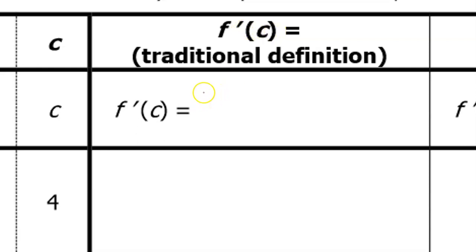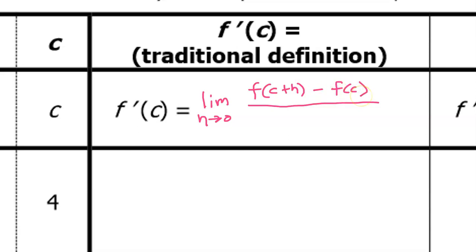It goes like this. The limit as h approaches 0 of f at c plus h minus f at c over h. That's the traditional definition of derivative.